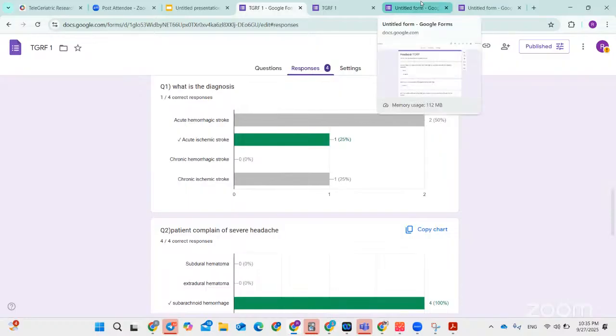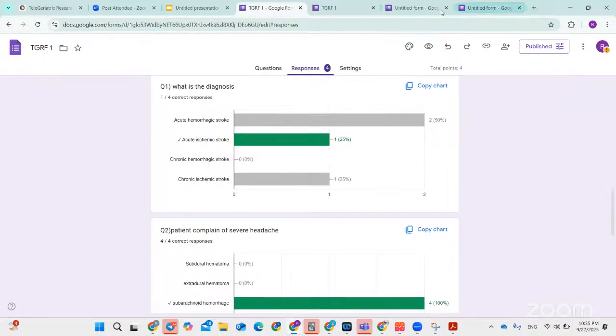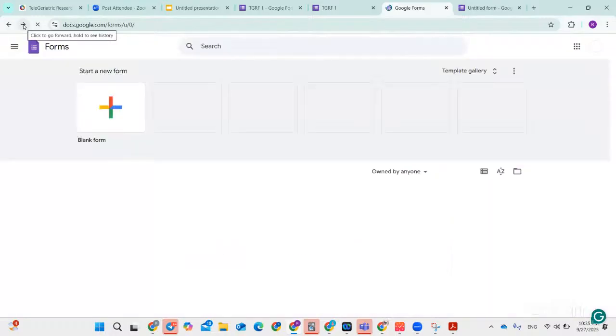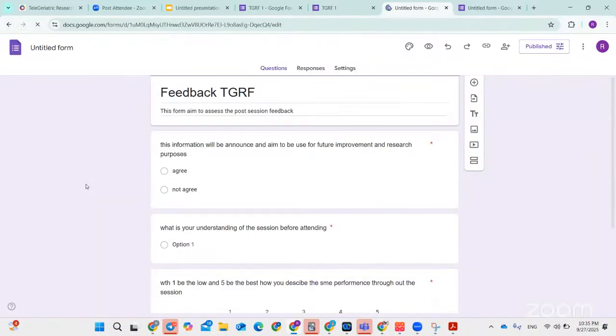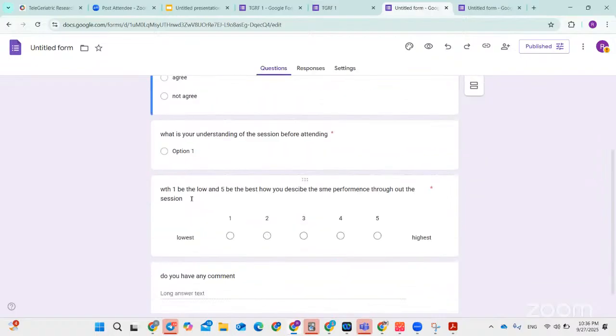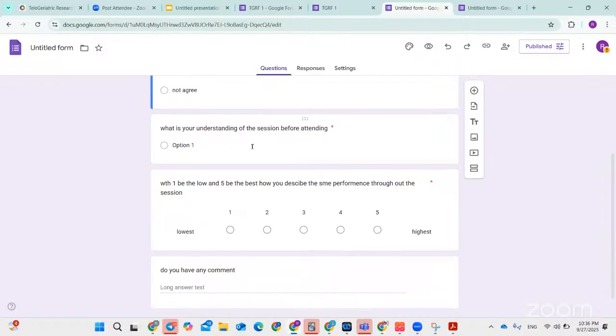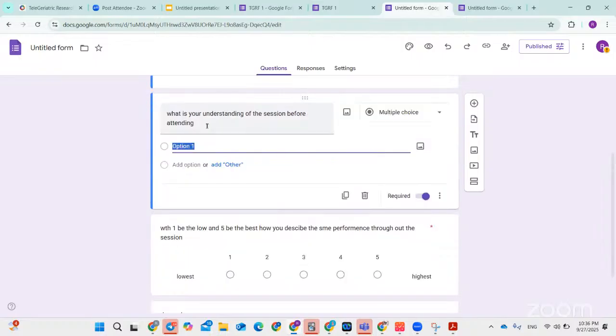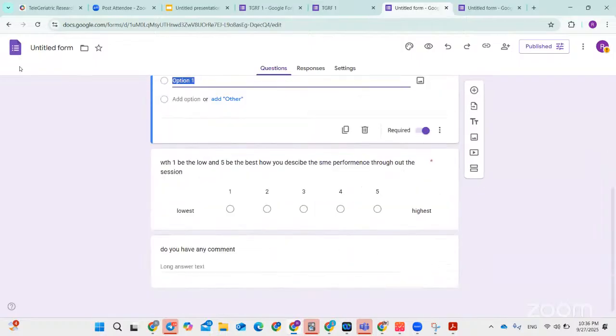As I was saying, we have another form. For example, when we make a question, we can make a feedback form, in which I write more. This information will be anonymous and used for future improvement and research purposes: agree or not. And then, what is your understanding of the session? Then you can add more questions about what you mean.